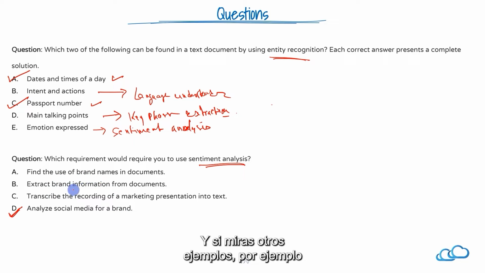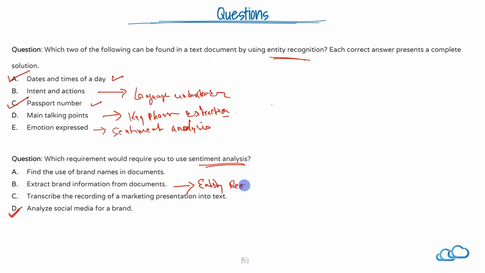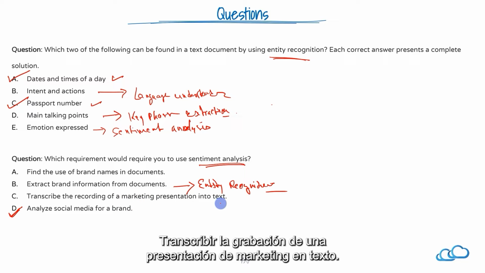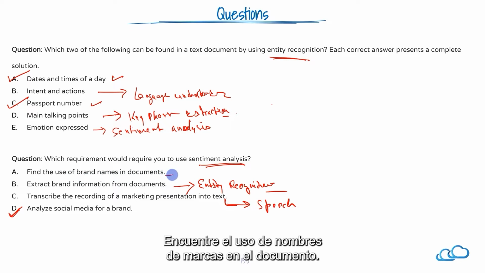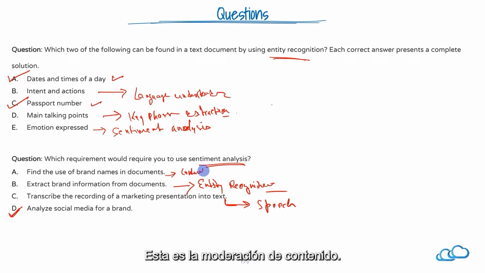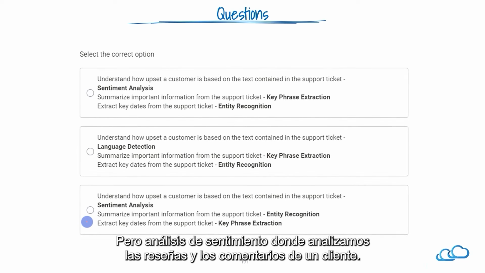And if you look at other examples, for example, extract brand information from the document. Now, this is not sentiment analysis. This is an example of entity recognition. Transcribing the recording of a marketing presentation into text. This is an example of speech. We will look at this in the next lesson. Find the use of brand names in the document. This is content moderation. But sentiment analysis is where we analyze the reviews and the comments of a customer.